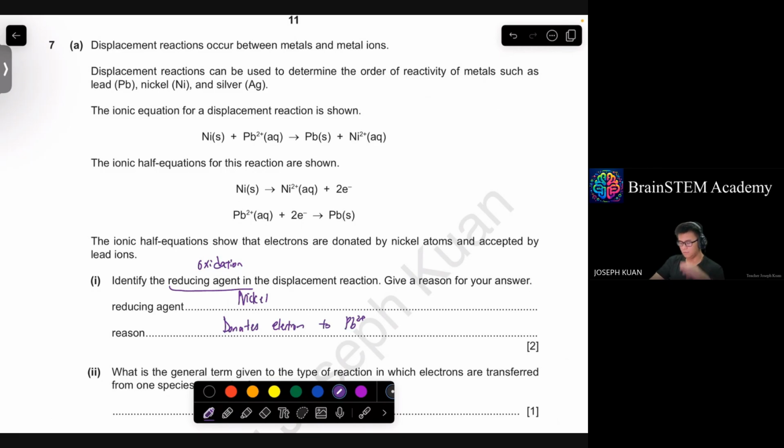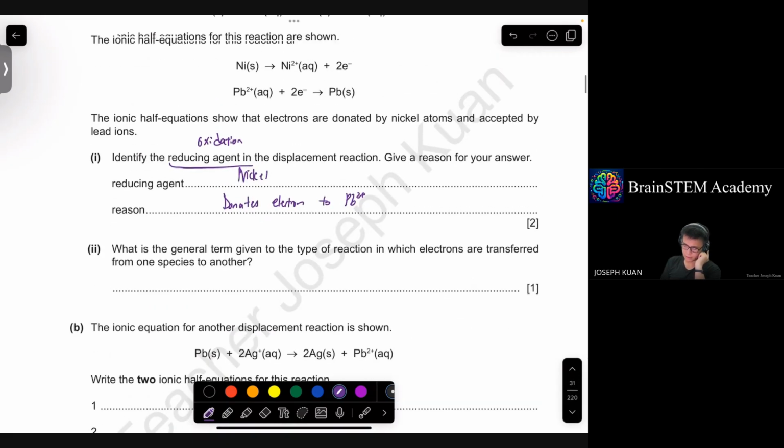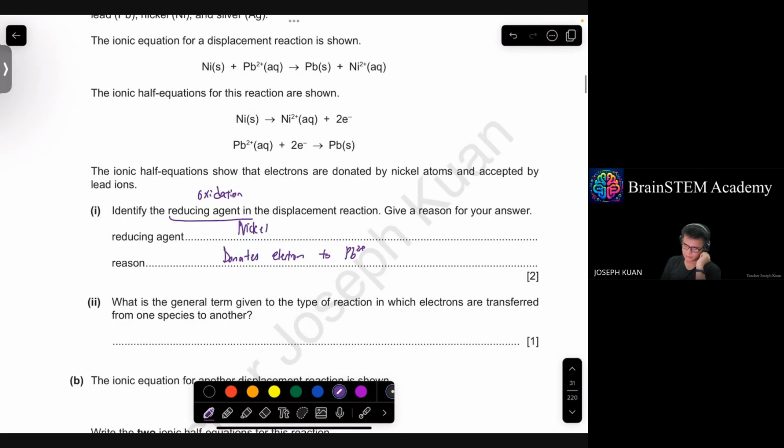Right. Moving on to the next question. What is the general term given to the type of reaction in which electrons are transferred from one species to another? That will be just redox reaction. Right. We can define redox reaction as the transfer of electrons from one species to another.